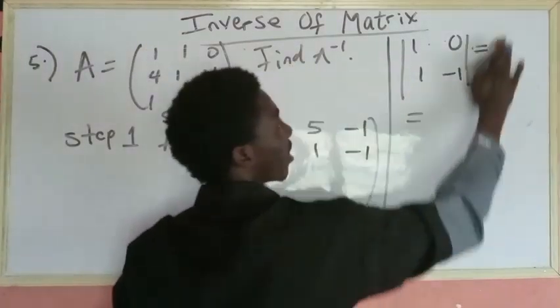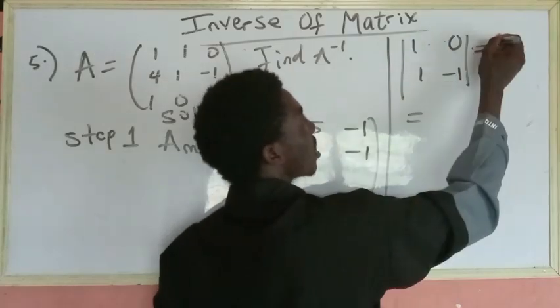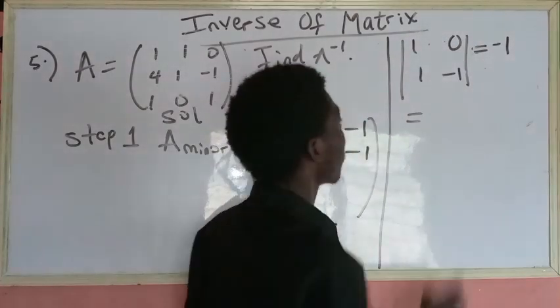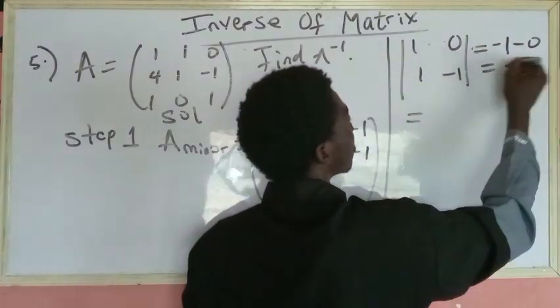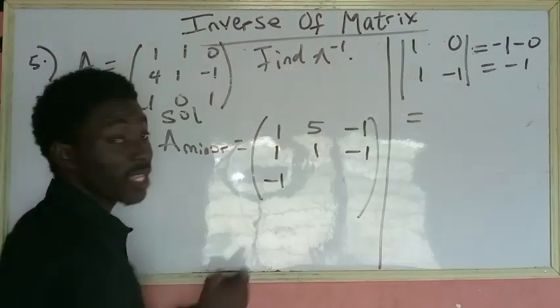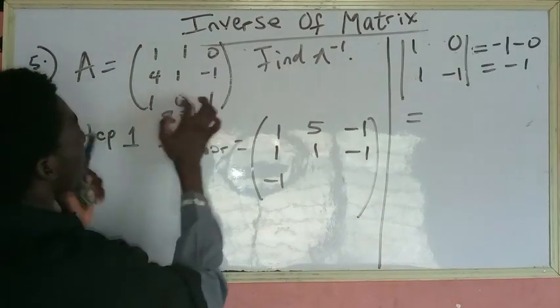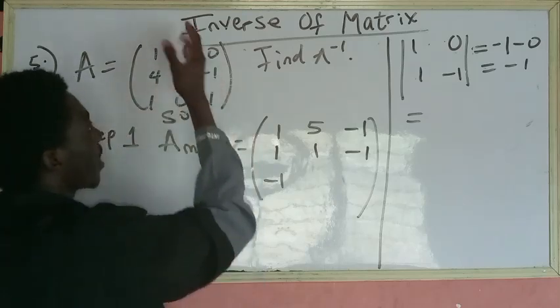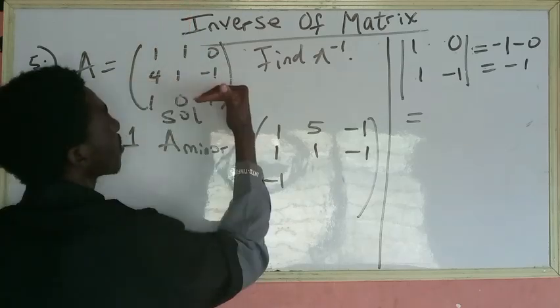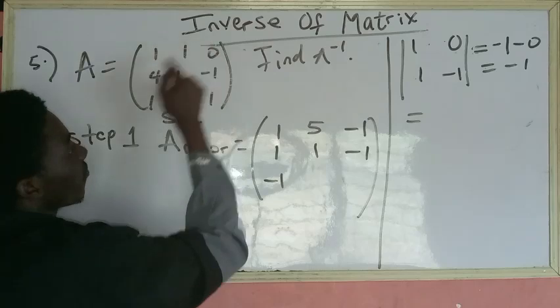So what do you have here? You have, this is what? Minus 1. 1 times minus 1 is minus 1. It's 0. That is minus 1. Can you see that? Next one. This 0 covers this column and this row. Can you see it blocks this place? So I'm left with 1, 0, 4 and minus 1.